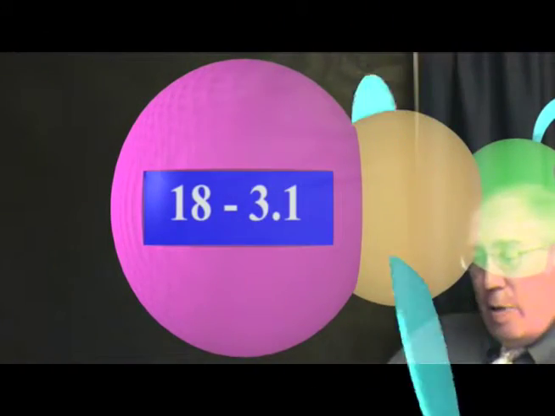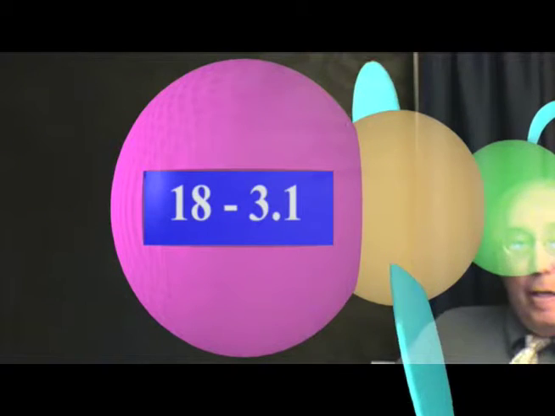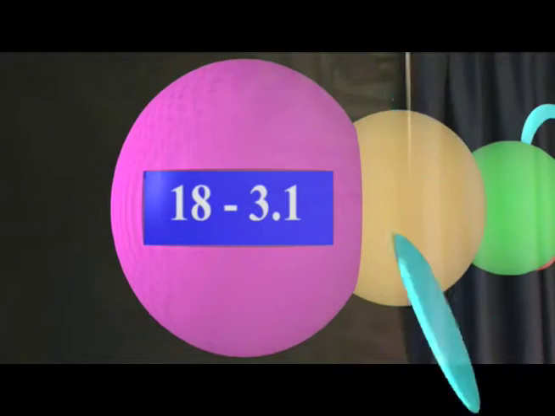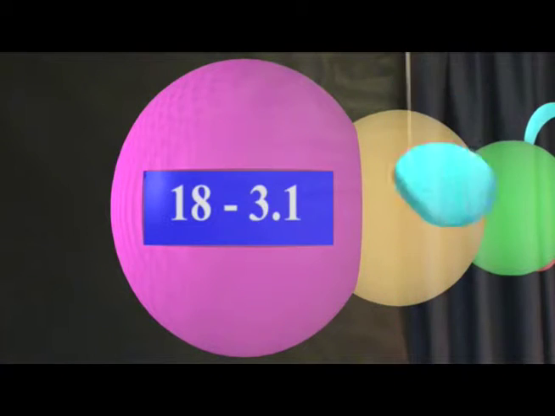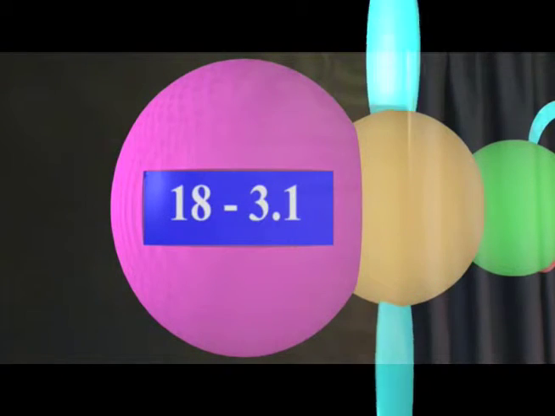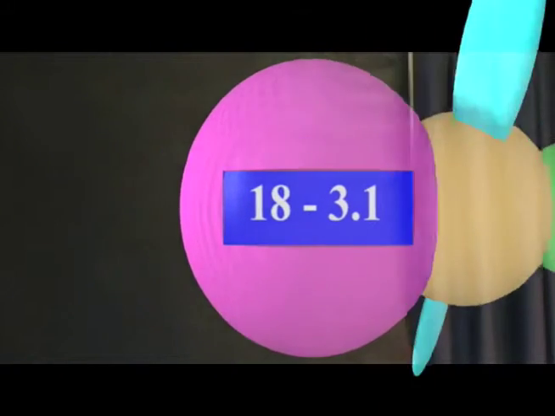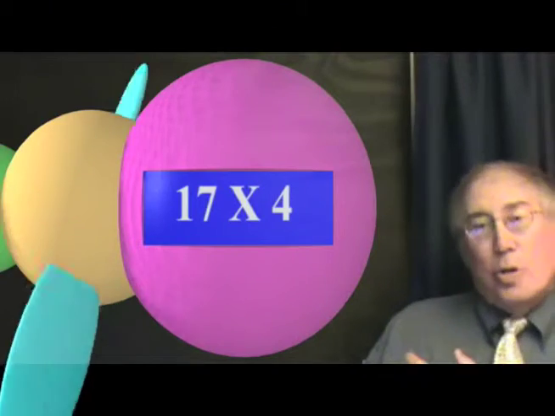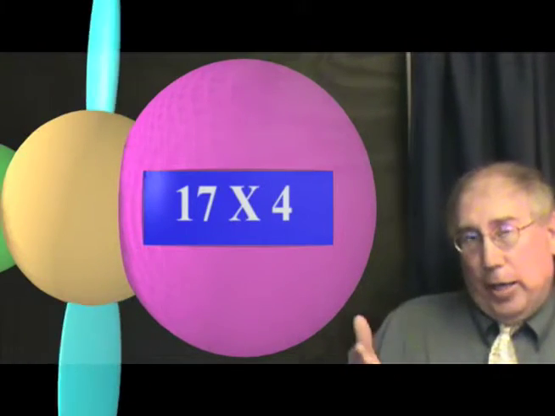Now next, we have 18 minus 3.1, using a minus sign. Got a duck again. Occasionally I got to get out of the way of my characters. And lastly, we're showing the multiplication sign operator.